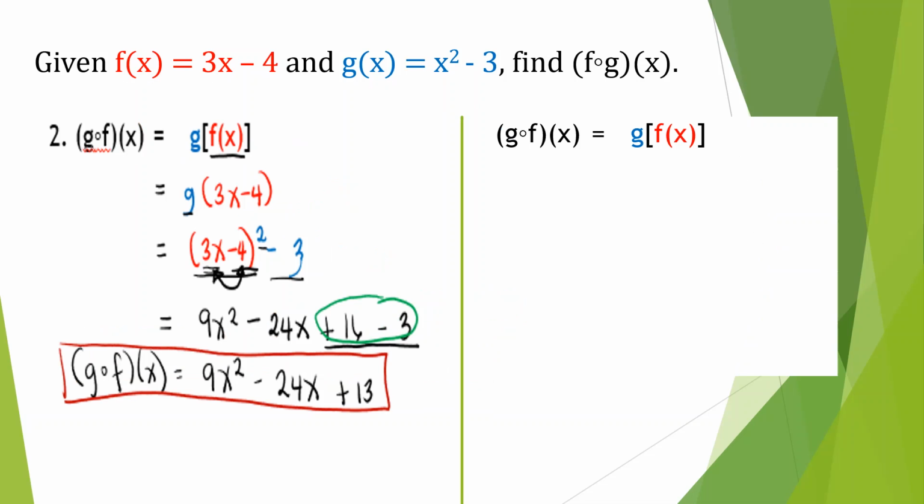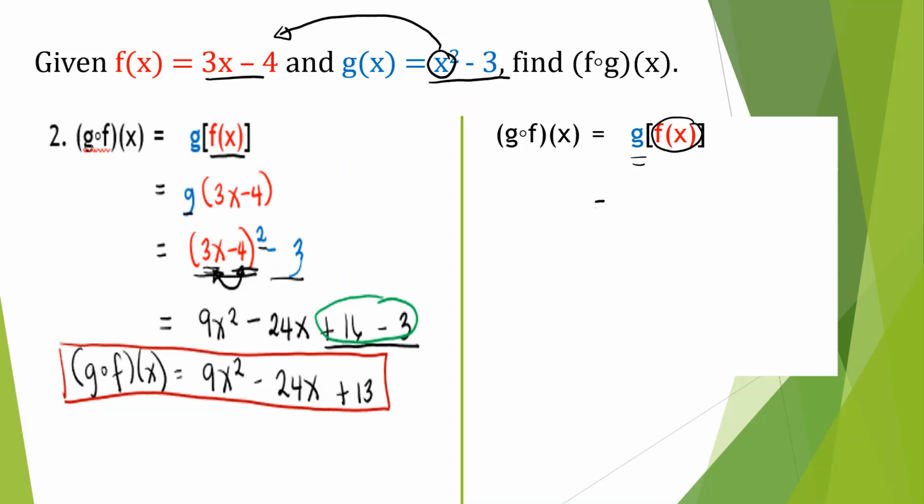Let us solve this in another way. G circle of f of x is equal to g of f of x. This one, as you can see, is different or the opposite of the previous example. In here, the value of f of x will be replaced to all the x in g. Take note that the value of g of x is x squared minus 3. The x here will be replaced by the value of f of x, which is 3x minus 4.